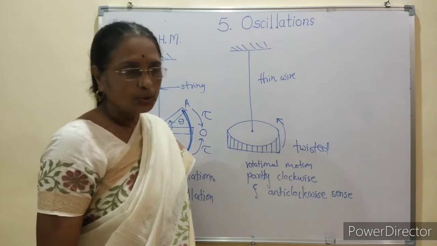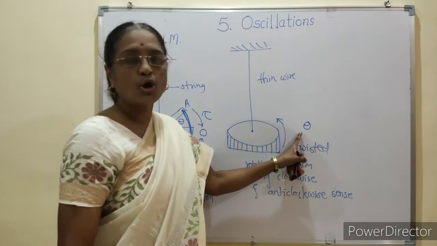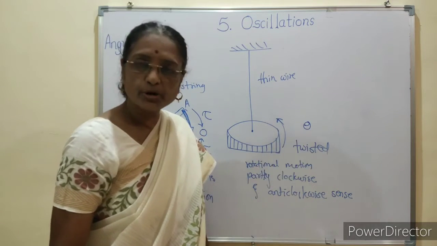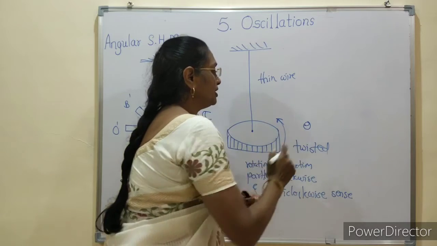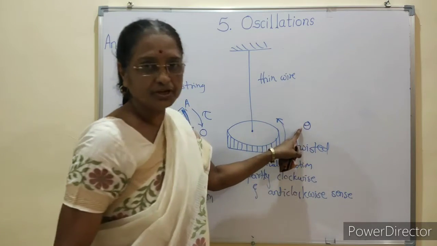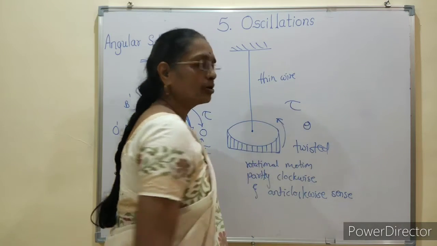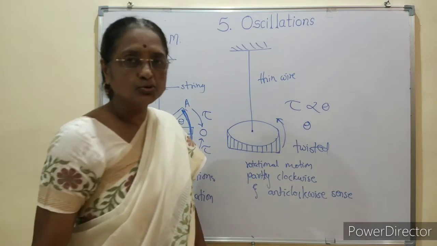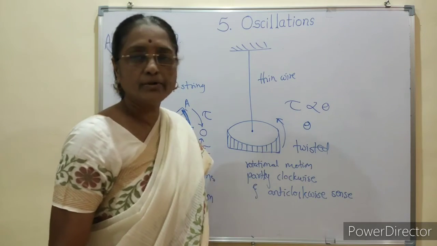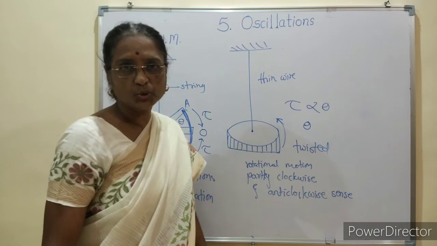Here also the angle of twist or angular displacement is denoted by theta, and the torque acting on it is tau. Tau is directly proportional to theta and both are having opposite direction. Tau is directed opposite to theta.